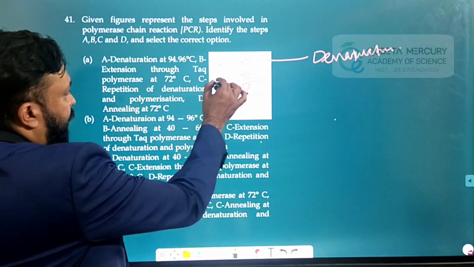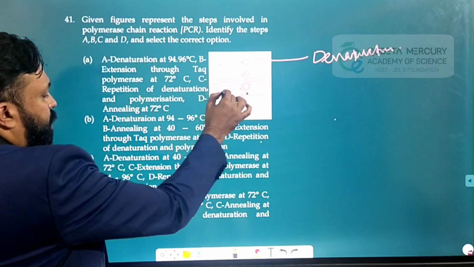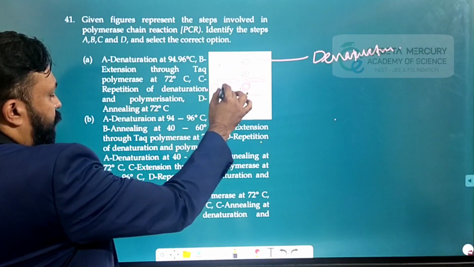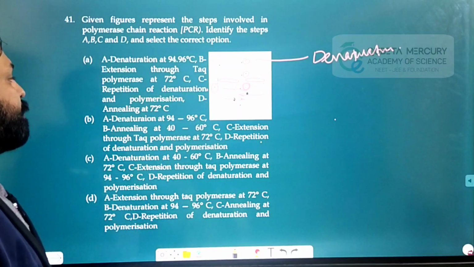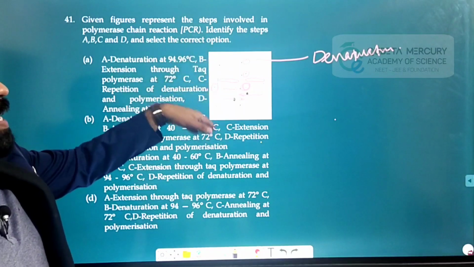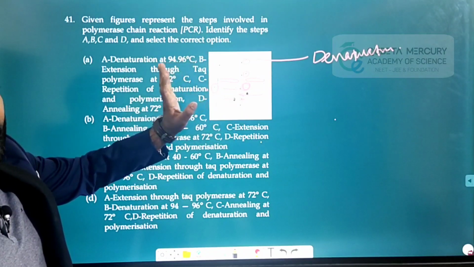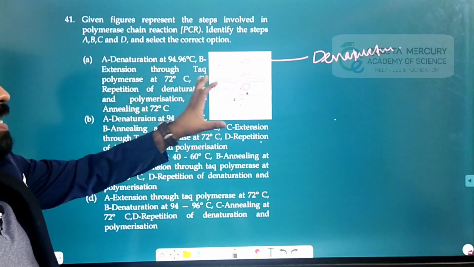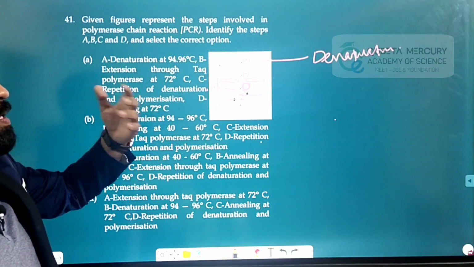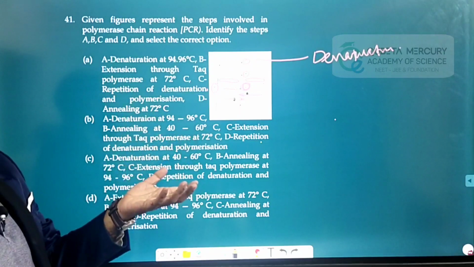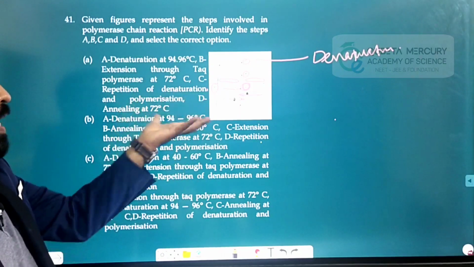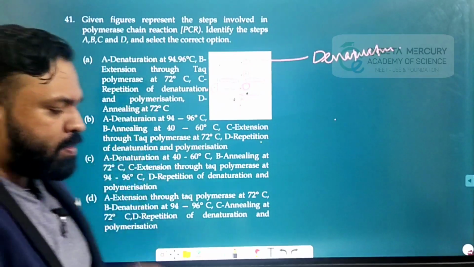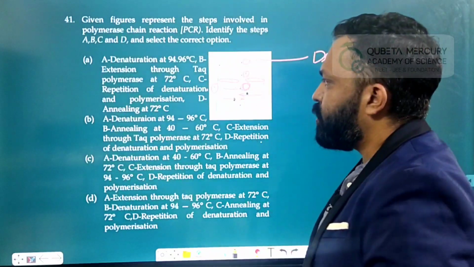And D is represented here. The letter D is given here. That is the repetition of the process again and again, right? In a chain reaction manner, in an unending manner, to double the DNA content in each cycle to form a maximum of billions of DNA copies. So such a statement, we have to opt for.